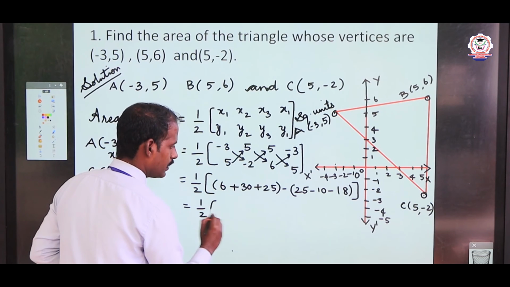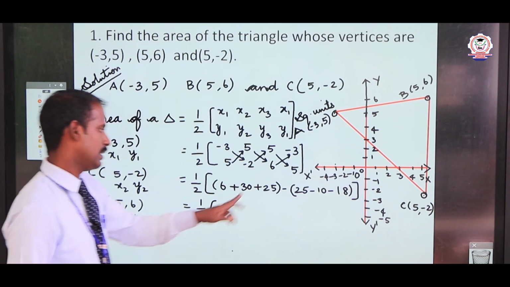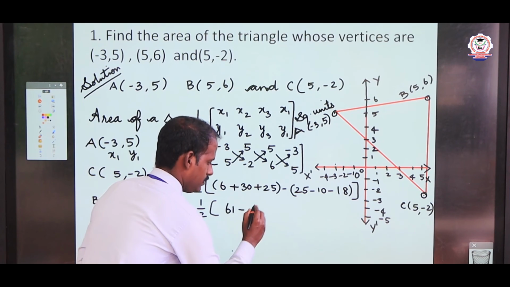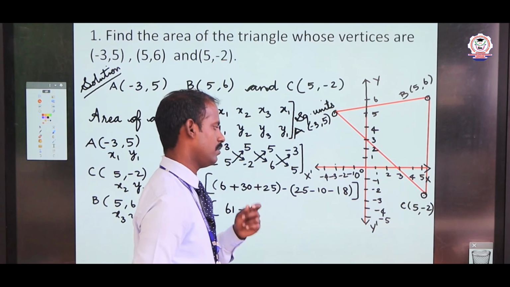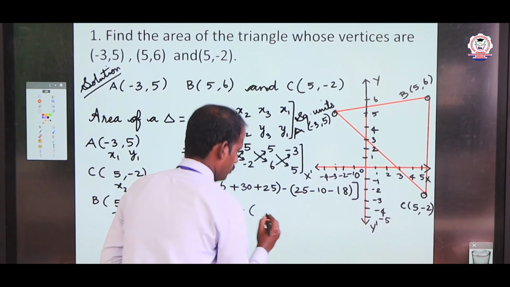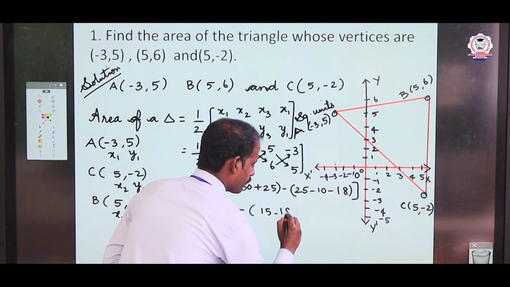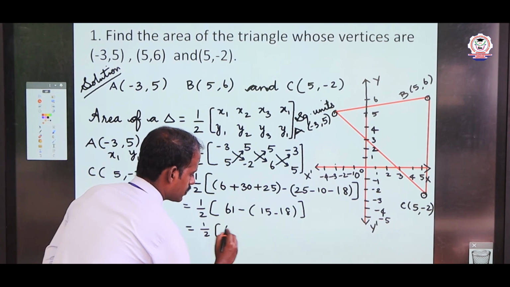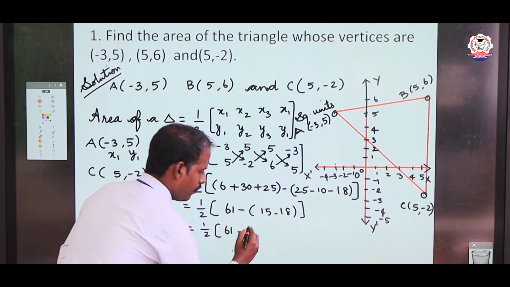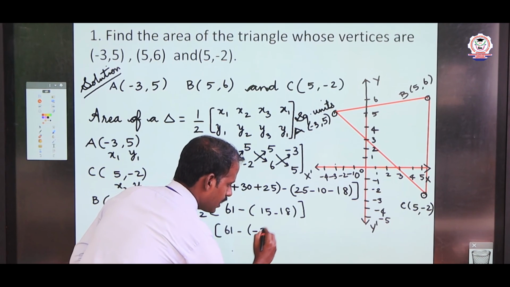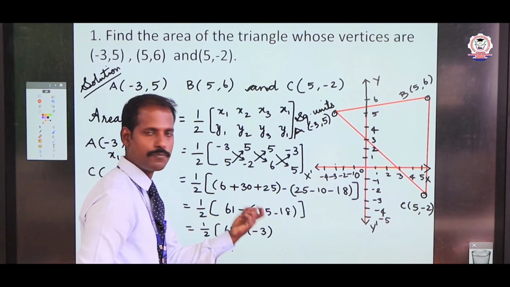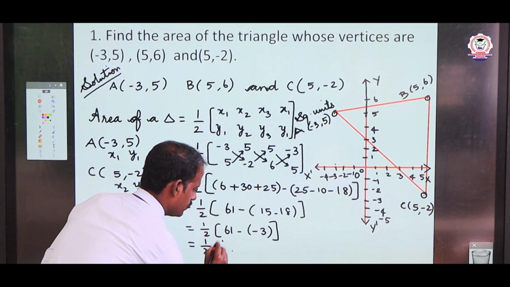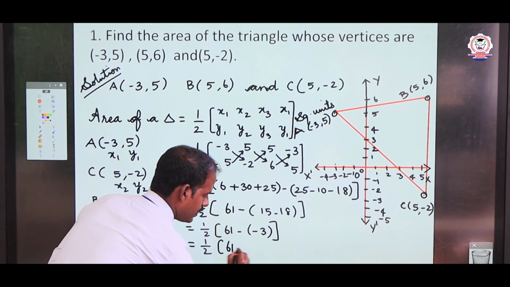Now 1 by 2, 6 plus 30 is 36, 36 plus 25 is 61. So here 61 minus, so 25 minus 10 we get 15. Okay, so 15 minus 18, 1 by 2 of 61. Here 15 minus 18 is minus 3, because here the bigger value is 18, so 18 minus 15 is 3, so minus 3. So 1 by 2 of 61 and minus into minus plus 3.